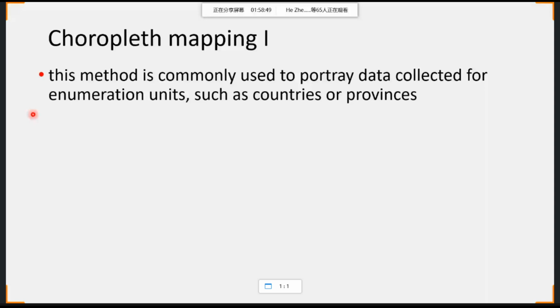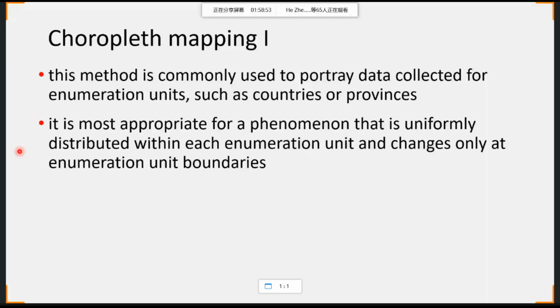It is most appropriate for a phenomenon that is uniformly distributed within each enumeration unit and changes only at enumeration unit boundaries. So that's also important. So here it's most appropriate. Sometimes it's used for other phenomena as well, but this would be the ideal situation.